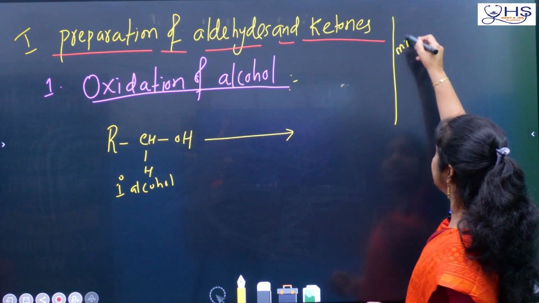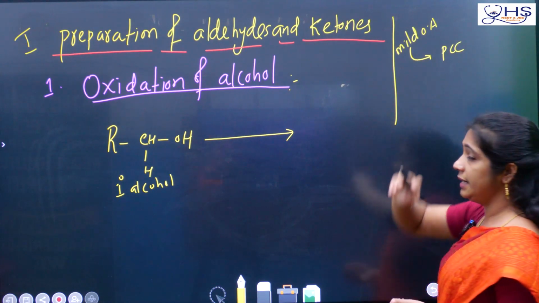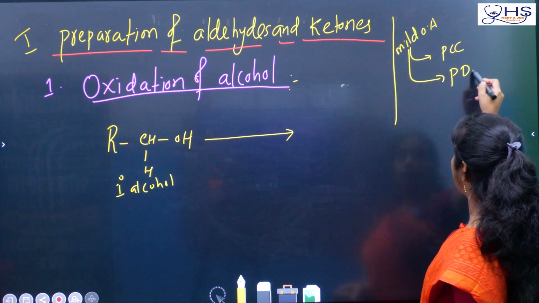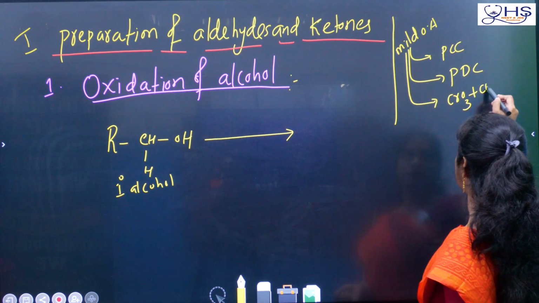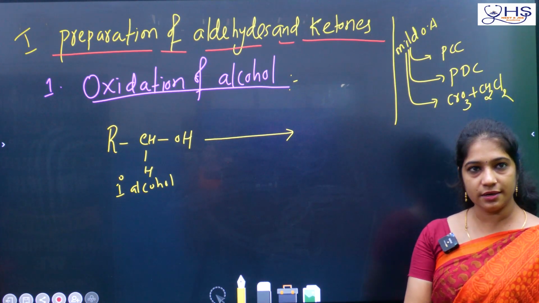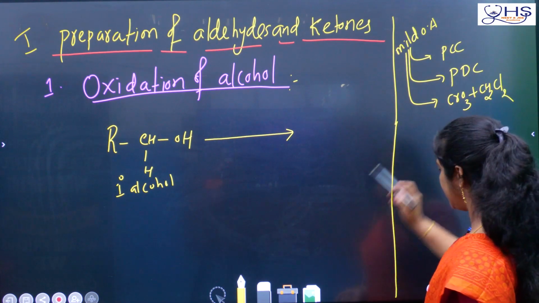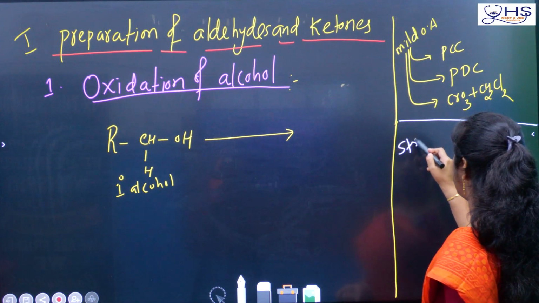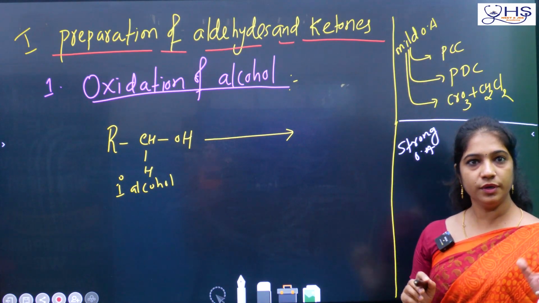Here mild oxidizing agents are like PCC, pyridinium chlorochromate, and PDC, pyridinium dichromate, and you have CrO3 plus CH2Cl2, dichloromethane plus chromium trioxide. So these are what? Mild oxidizing agents. Now what are strong oxidizing agents? Mild, or you can say weak or mild.